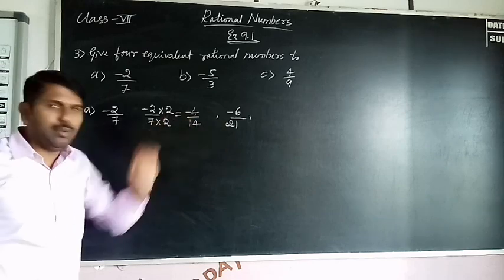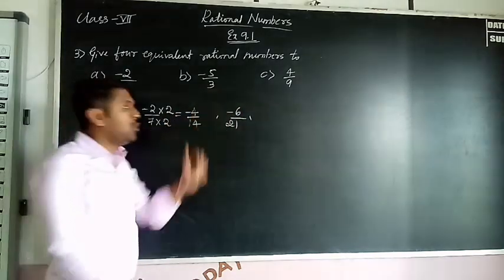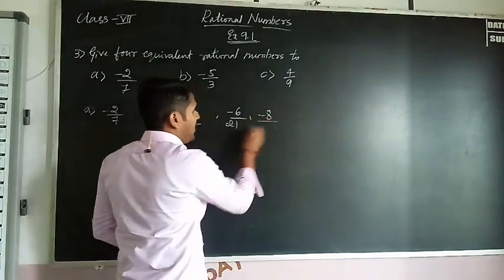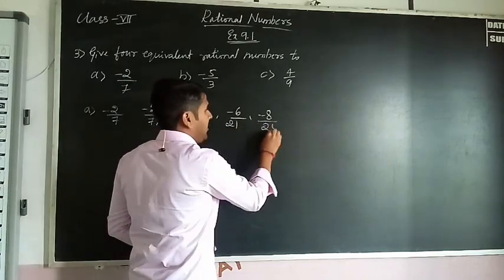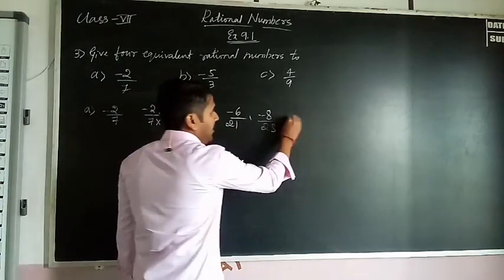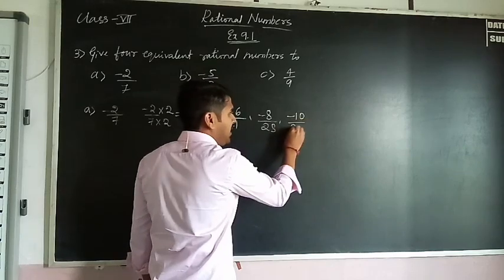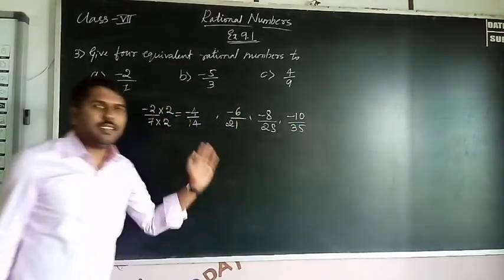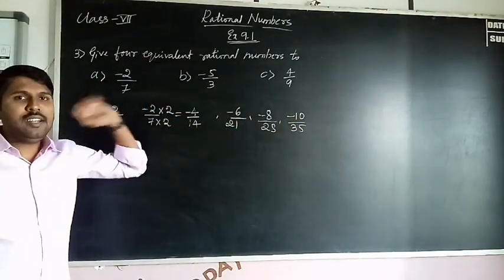So we have found 2. 2 3s are finished. 2 4s are 8, 7 4s are 28. Next, 2 5s are 10, 7 5s are 35. So these are the equivalent rational numbers.